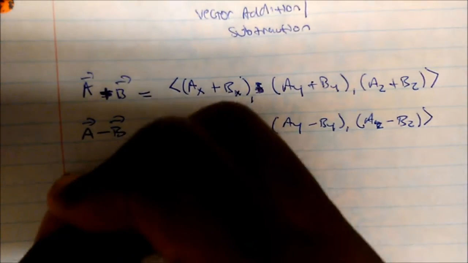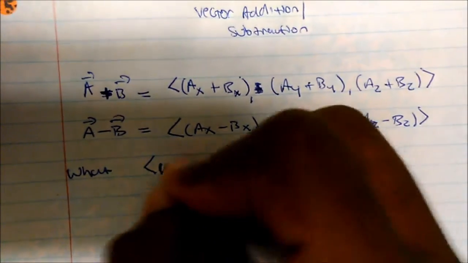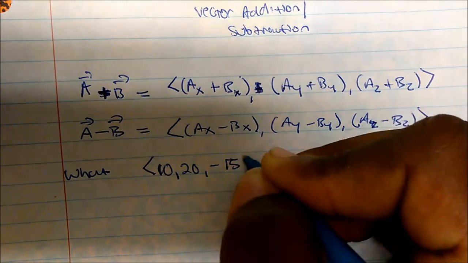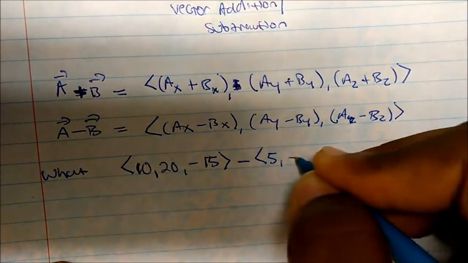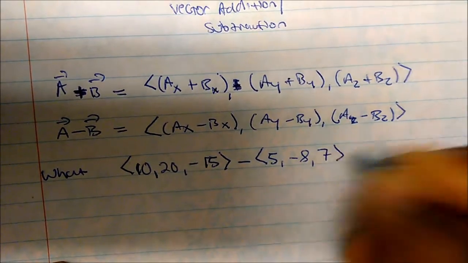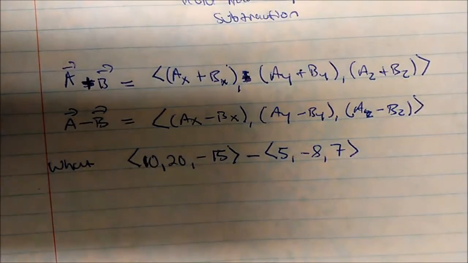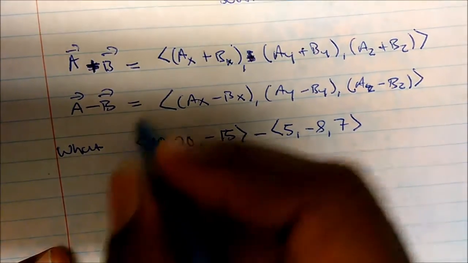So maybe if I ask you what is the vector 10, 20, negative 15, minus 5, negative 8, 7. What would the answer be? Well, again, we could split it up. So I'm going to call this A, I'm going to call this B.